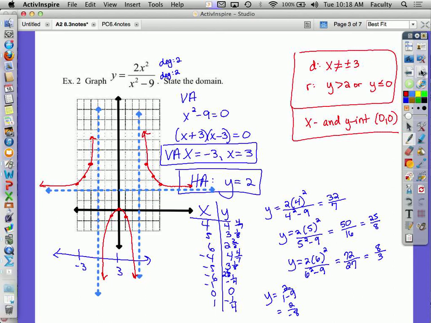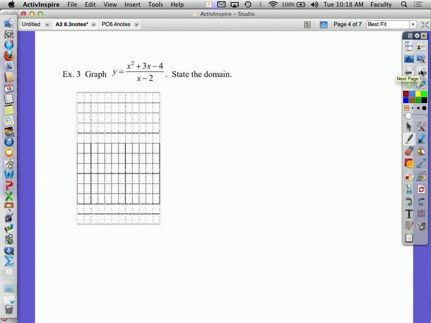Alright, let's do the third one then, because this is the one that's going to have a slant asymptote to it. Okay? So here we go. Example 3. Graph y equals x squared plus 3x minus 4 over x minus 2. We're going to start with the vertical asymptote. You set the denominator equal to 0.